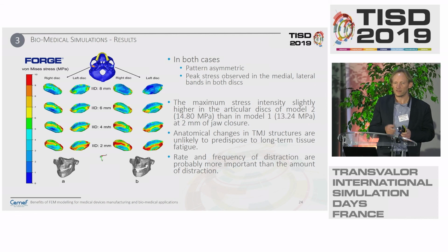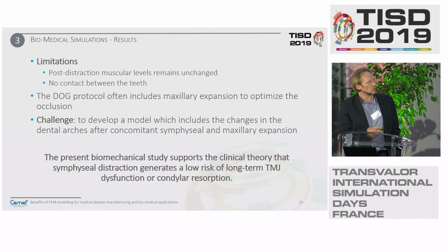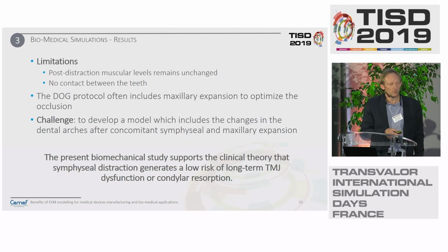Before the PhD it was 1 millimeter in the morning, and after the PhD, it was 0.5 millimeter in the morning and 0.5 in the evening, and it seemed that it was less painful for the different patients. Of course, we have a lot of limitations. We are still continuing to improve our model. We are still working on it. But the main information that we got from this study was that the present biomechanical studies support the clinical theory that symphysial distraction generates a low risk of long-term temporomandibular joint dysfunction or condylar resorption.